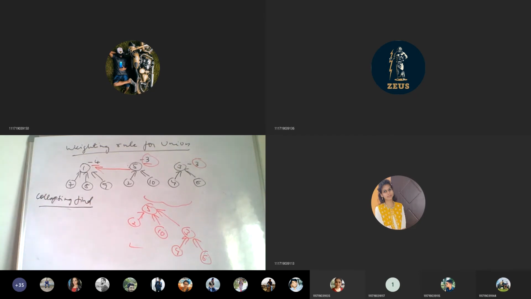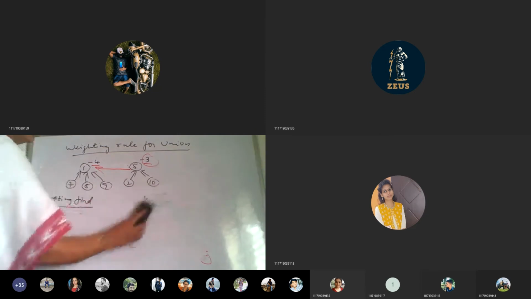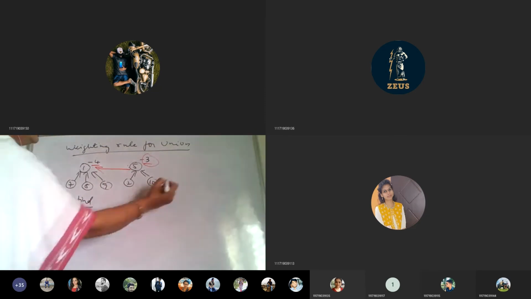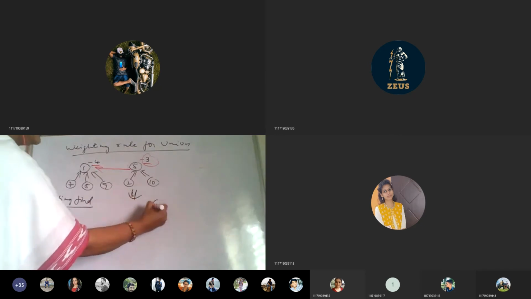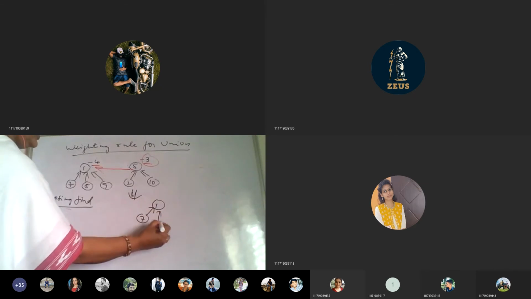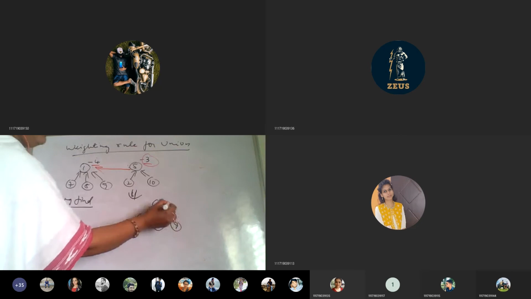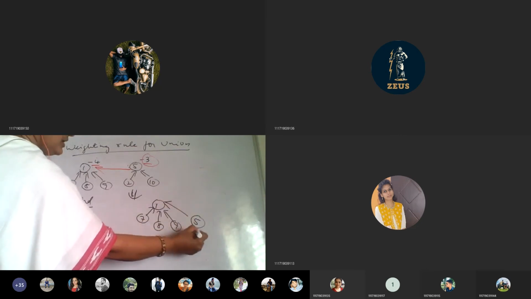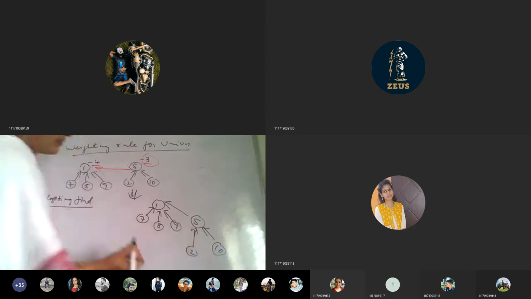Collapsing find. Let me take this example only. Union of this means how this tree will now become the complete one. So I can write it as 1, 7, 8, 9, and now 5 we are including here, and then this becomes 2 and this becomes 10.